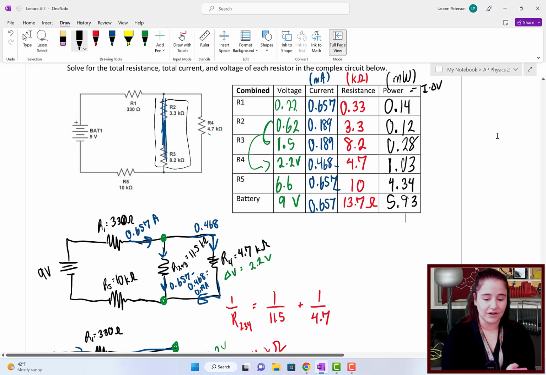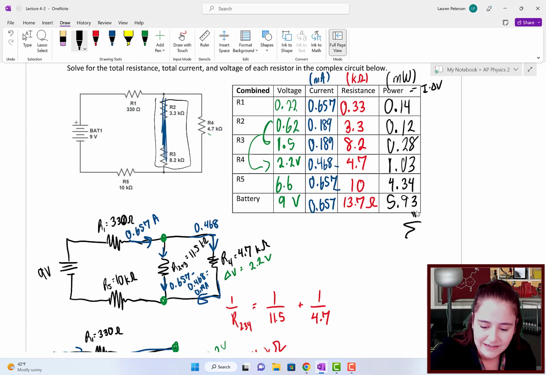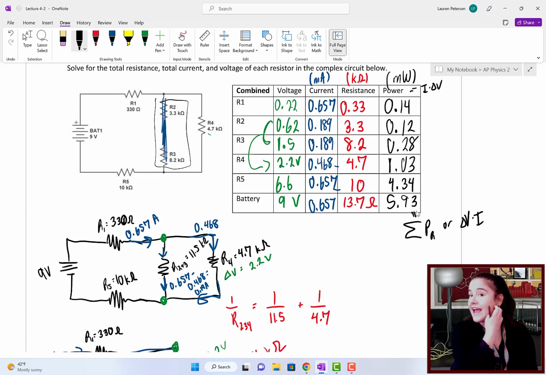And you can always check that the voltage times the current equals that total power, which again can be found from the sum of the power of the individual resistors, or using voltage times current with the total voltage and total current. Okay, and that's how we solve complex circuits. You're going to need some practice, so make sure to do that. Okay, cool.